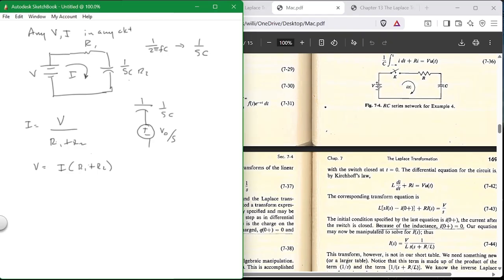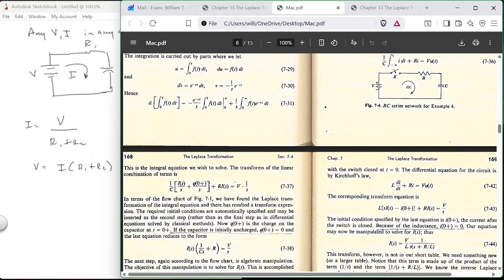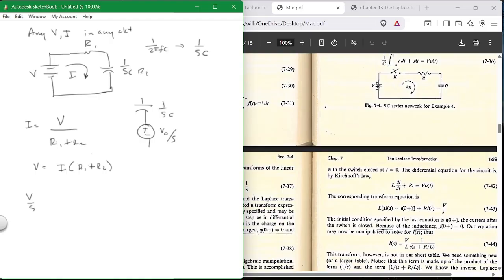Here, this is my R, it's 1 over SC. But the V does not correlate to just V because it's a constant. V correlates to V over S, this V0 over S. Now you say, where did that come from? Well, that's just the rules, okay?